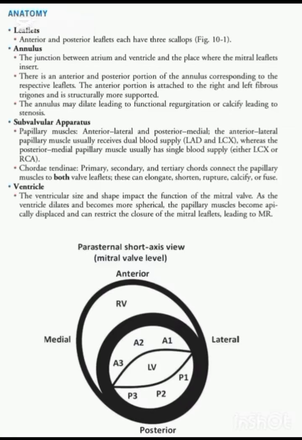Today our topic is mitral regurgitation. Mitral regurgitation is not just a murmur at the apex. It's a silent condition that can completely change the way the left ventricle remodels and how long a patient survives.